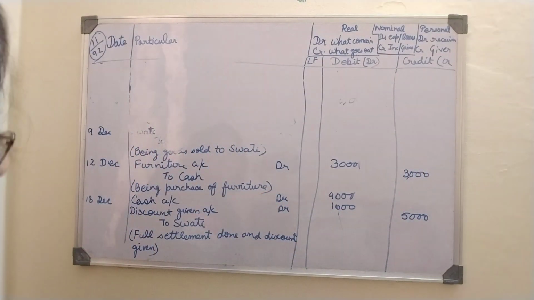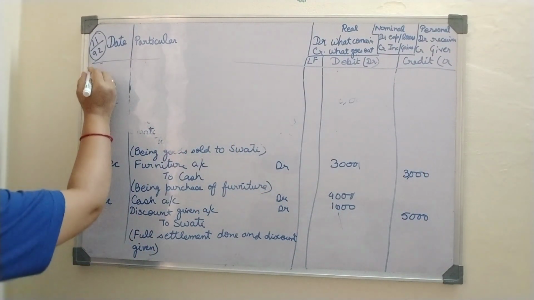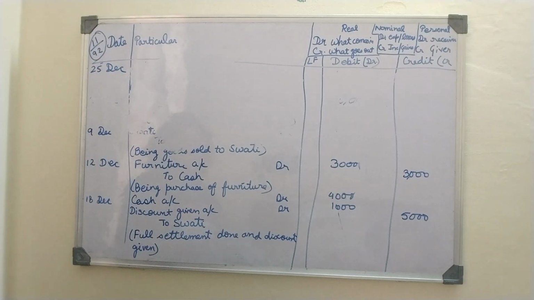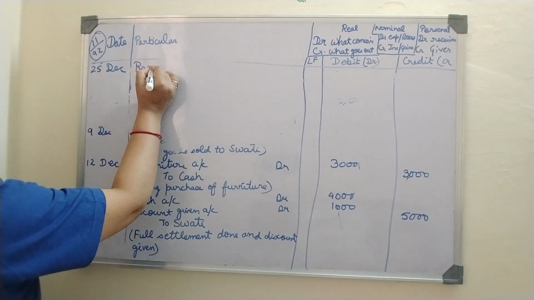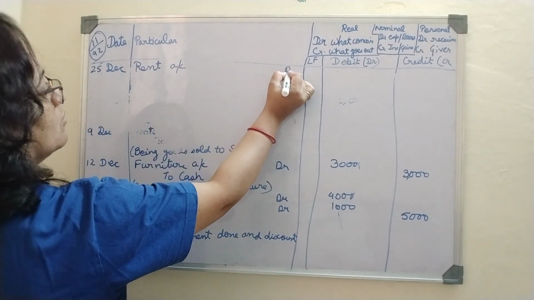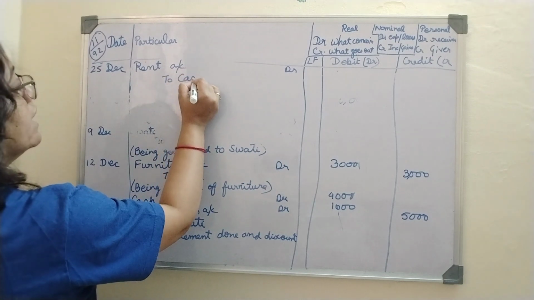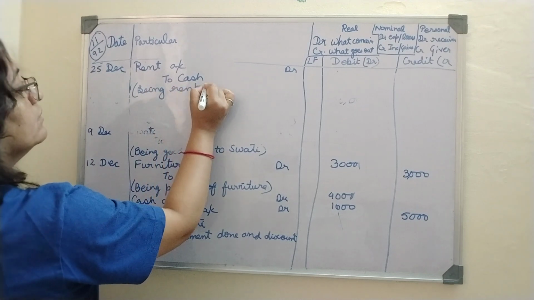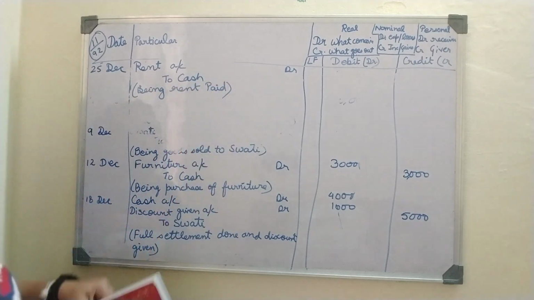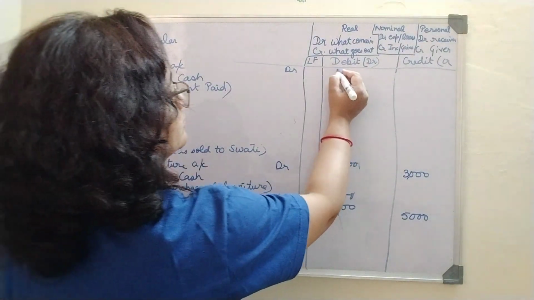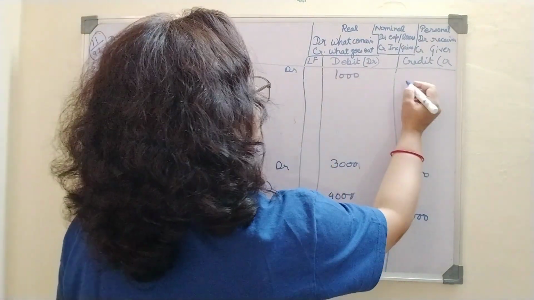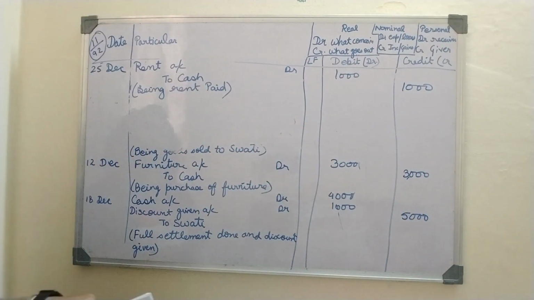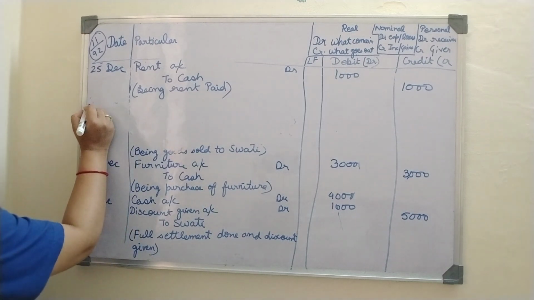Okay. The next is of 25th December. 25th December says paid rent for 1,000. So rent is our expense. Rent account debit to cash. Being rent paid. So rent is paid for 1,000. Now next we have the entry of 30th December.